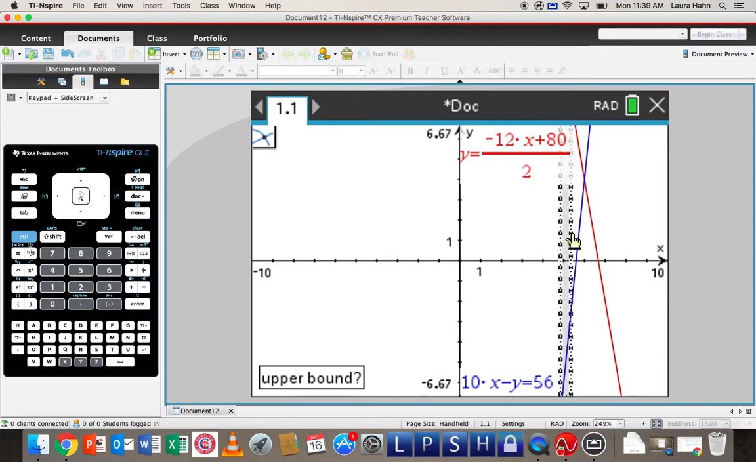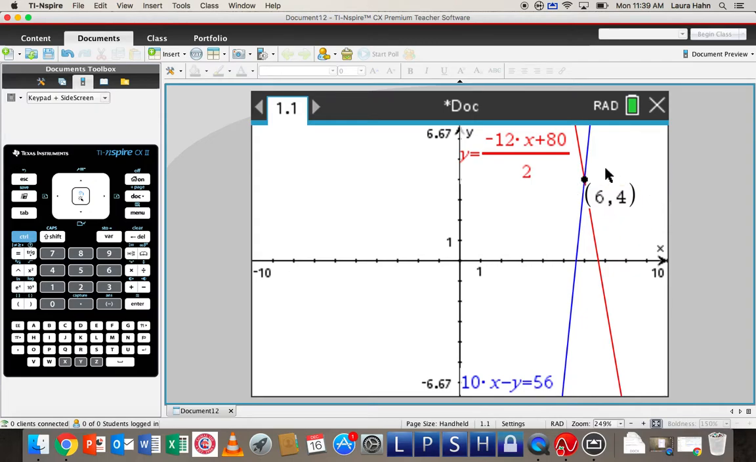Now start dragging using your touchpad. When you drag, you're going to create this gray space. Remember, you want your intersection inside that gray space. 6, 4 is the point at which they intersect. All right, so remember, that's only one of the ways. Perfectly fine, we found our answer.